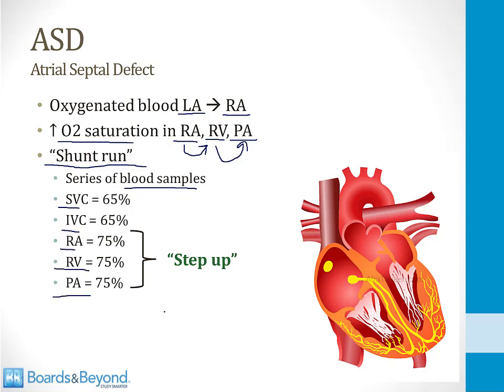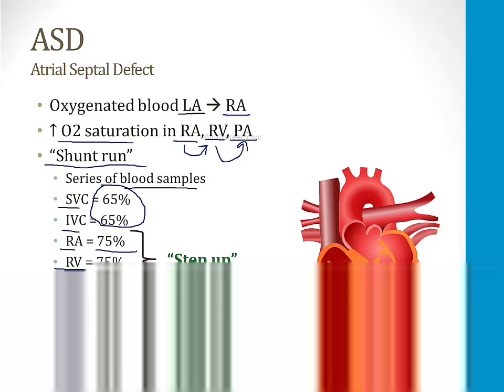In the case of an ASD, what you will see is a step up when you take a blood sample in the right atrium. Notice that in the vena cava, the oxygen saturation is about 65%, but it increases to 75% in the right atrium. That should never happen. You should never see the oxygen saturation go up as you move through the veins in the chambers of the heart.